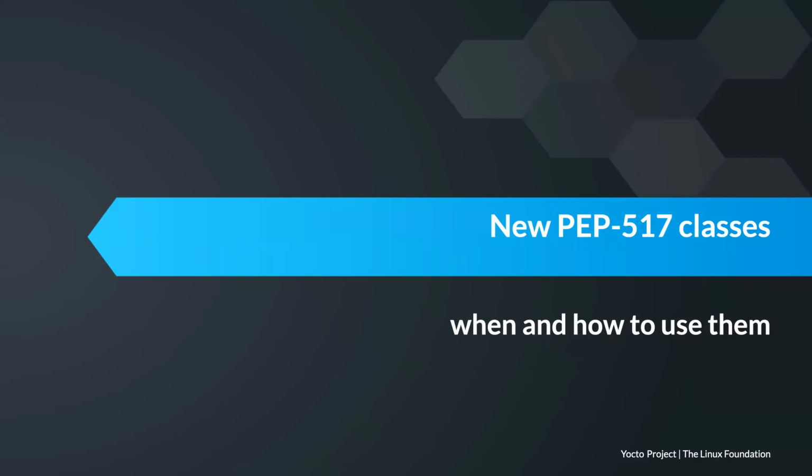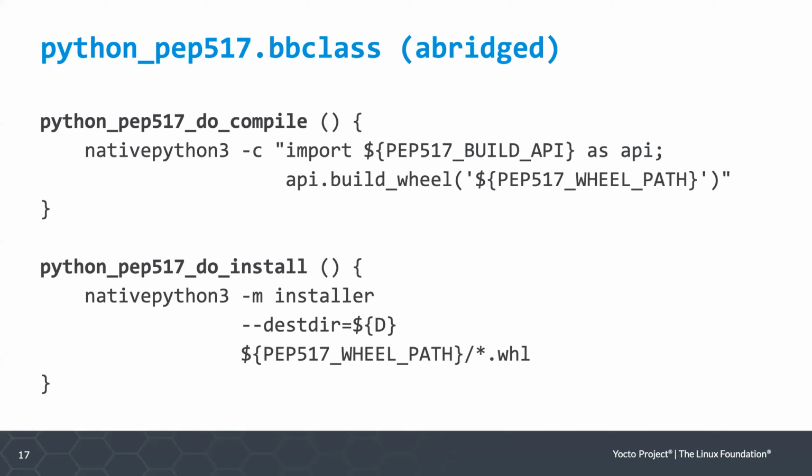So what do we have in Yocto to support this glorious new world order? For a start, there's the python_pep517 class. This is an abridged form. There's the do_compile task, which just uses the native Python to call the right API and build a wheel. Then there's the do_install task, which uses the native Python to run the installer and install the wheel in the destdir. This is nice and easy. We currently need to specify the API itself, which is suboptimal, but this is a short-term solution. This will be fixed shortly.